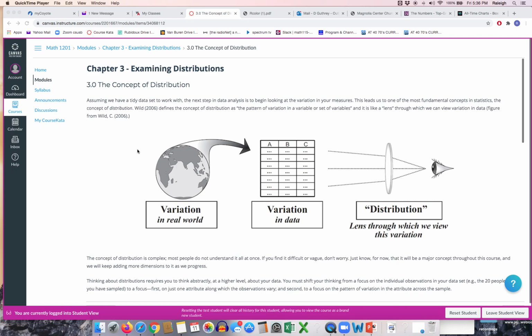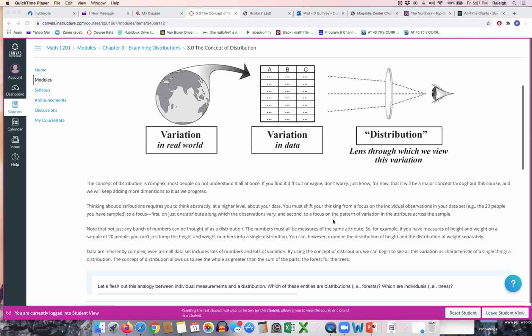Section 3.0, chapter 3, is called Examining Distributions, and we have a very brief introduction. The heart of the matter today is 3.1, and we start off with variation in the real world, which samples convert into variation in data, then distribution, which can be considered complicated, but I don't think it's that bad. It's a lens through which we view this variation. Maybe it fits a bell curve or something along those lines.